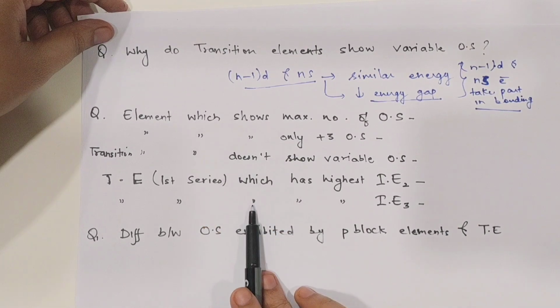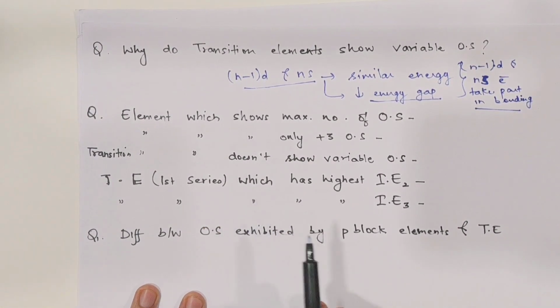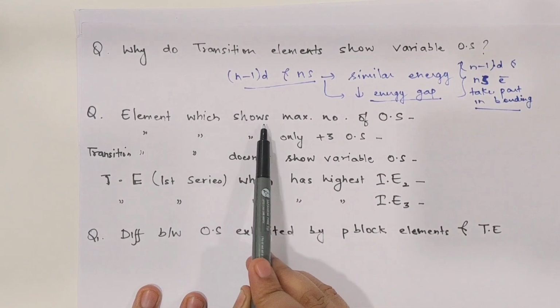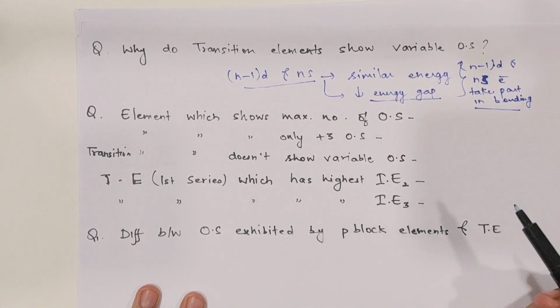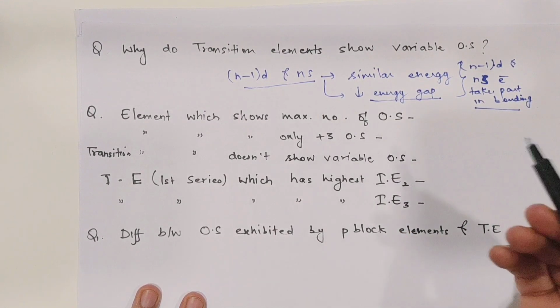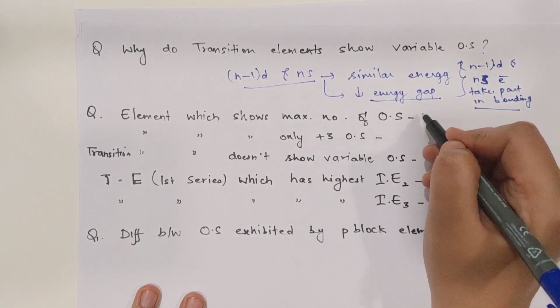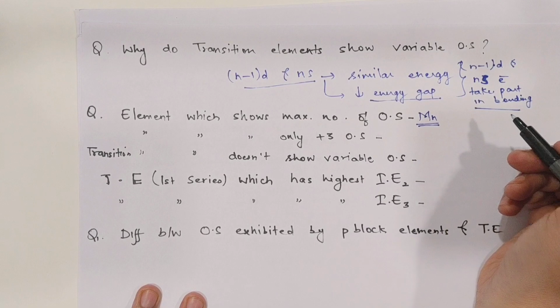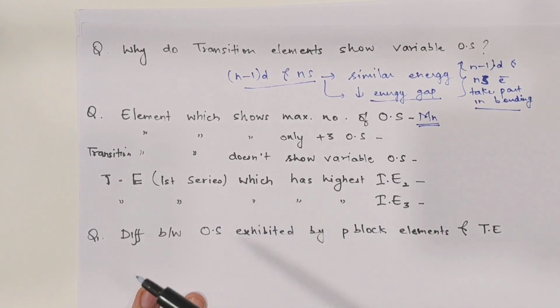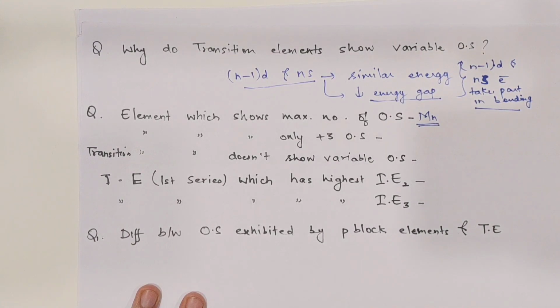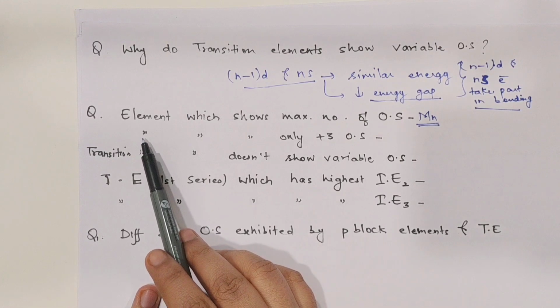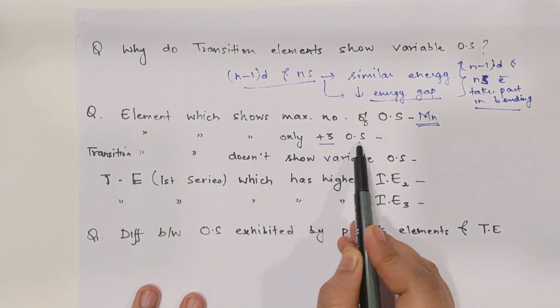Now, these are one-word answer type questions. Elements which show maximum number of oxidation states. Now, obviously, the transition element which would have the highest number of unpaired electrons is the one which is going to show the maximum number of oxidation states. So when we talk about the first series, it's going to be manganese. Okay. So even when we talk about the oxidation state graph, it increases and then takes a dip as the number of unpaired electrons decreases.